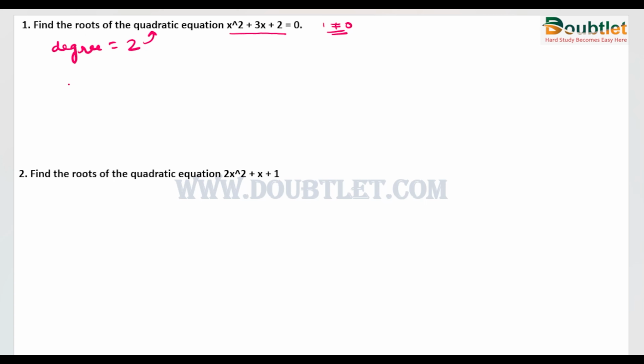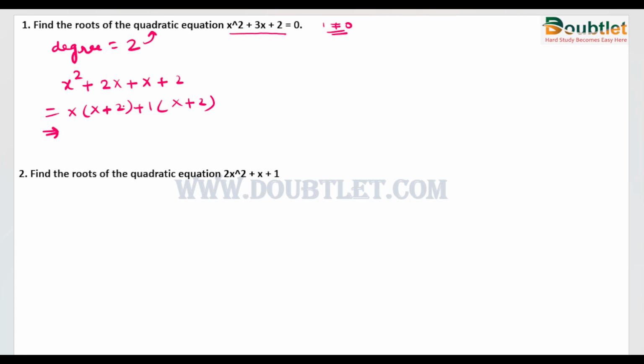To find the roots, we can use two methods. First, we can simply factorize the middle term. We can split the middle term using the product of the coefficient of x square and the constant term. So we can write 3x as 2x plus x, plus 2. If we take x common from the first two terms, we get x plus 2. And if we take 1 common from the next two terms, this also becomes x plus 2.